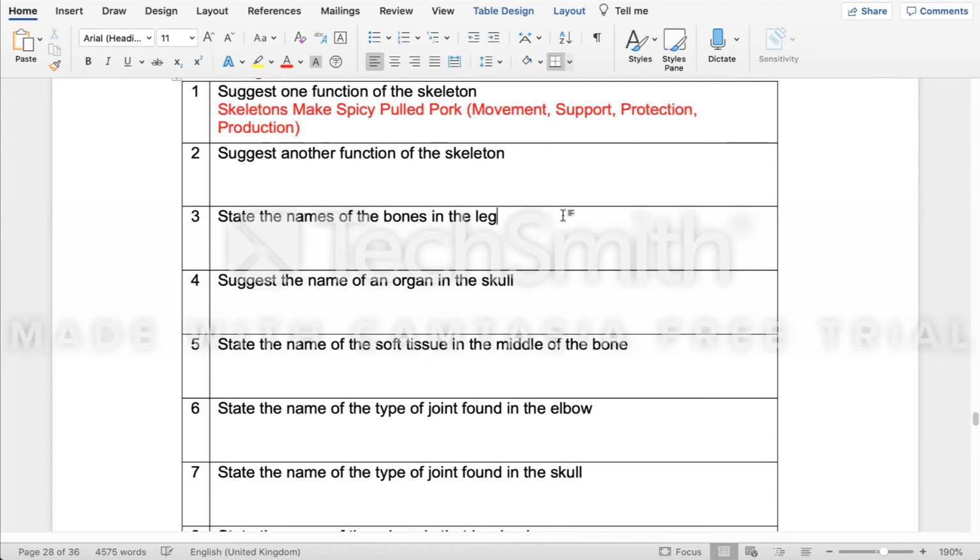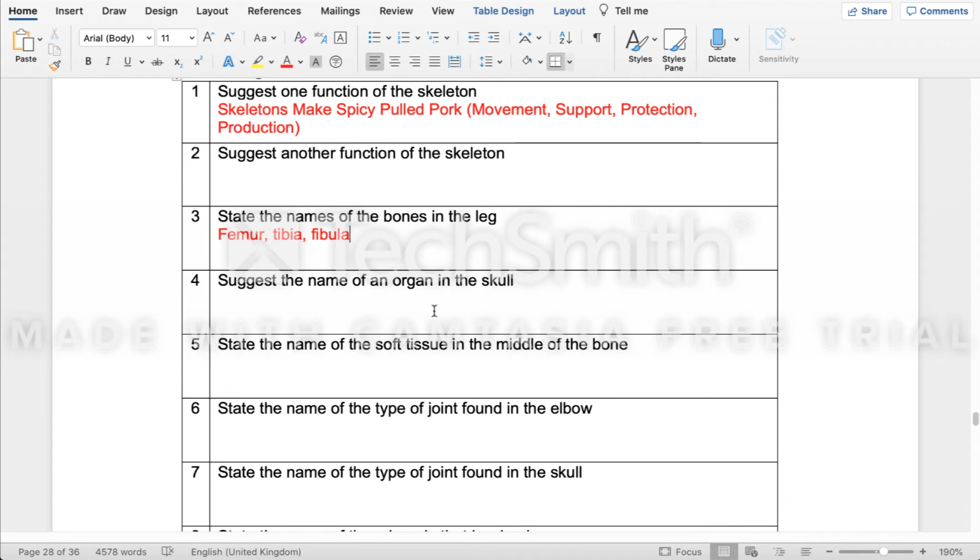Moving along. Number 3, state the names of the bones in the leg. So this is going to be kind of a recurring question where it asks the bones in the arm, bones in the leg, and so it's asking for 3 specific bones that are in your leg, not joints. Be careful that you're not using your knee as a bone because your knee is more of a joint. So the bones are going to be your femur, which is above the knee. That's the longest bone in your body. Your tibia and the fibula.